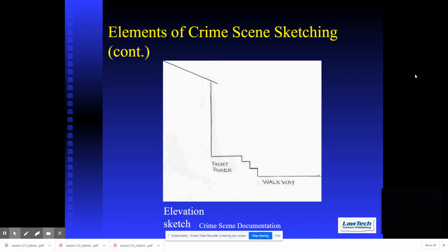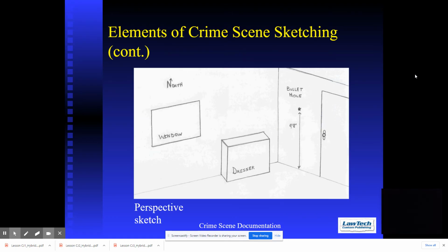This would be an elevation sketch of an outside. If we were trying to explain how somebody tripped when they were coming out of the residence, or that we found footprints or blood drops on the steps outside the house, it helps to have this graphic so that we know exactly what we're talking about, and maybe make a little bit more sense of somebody's story if we understand that the walkway and the front porch are not on the same level.